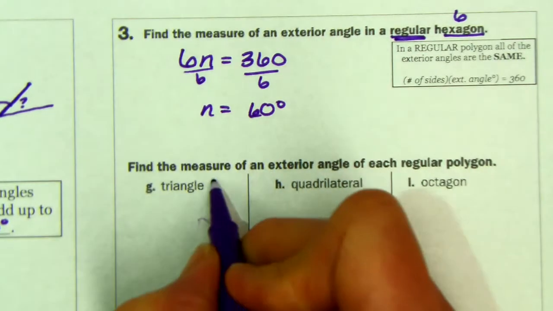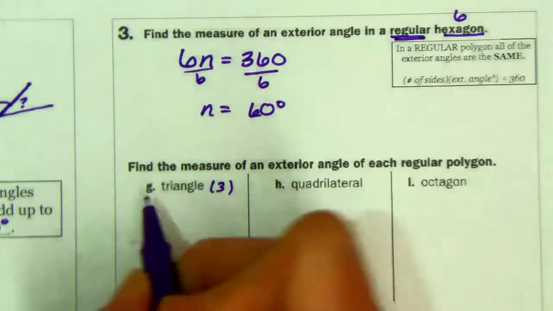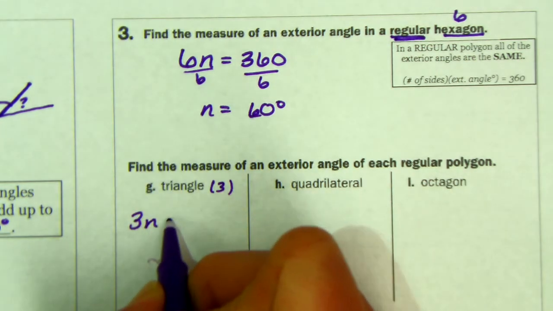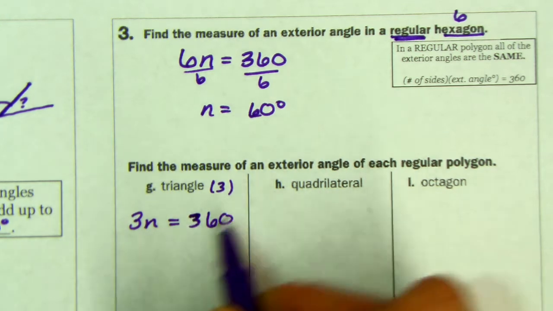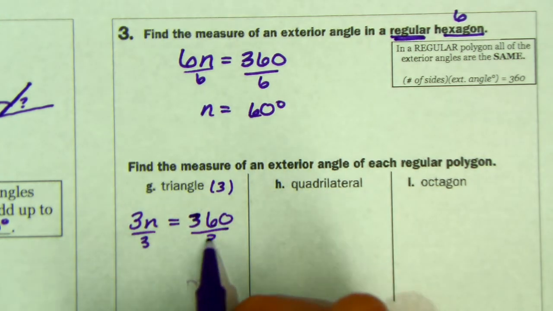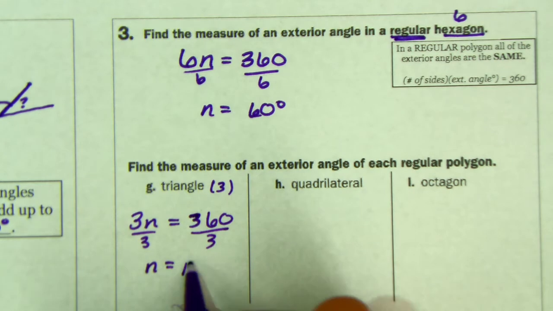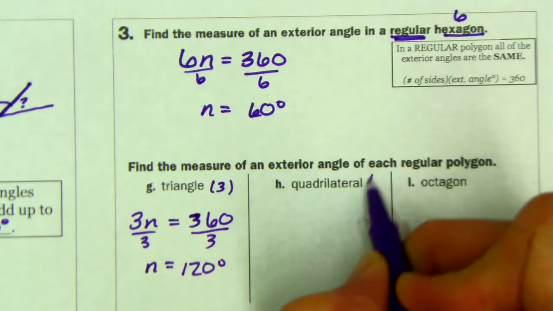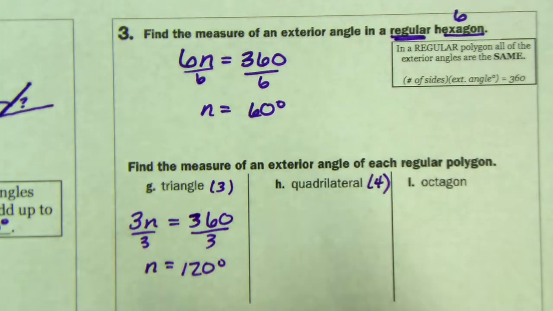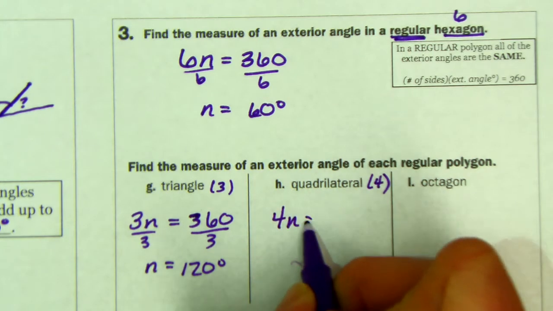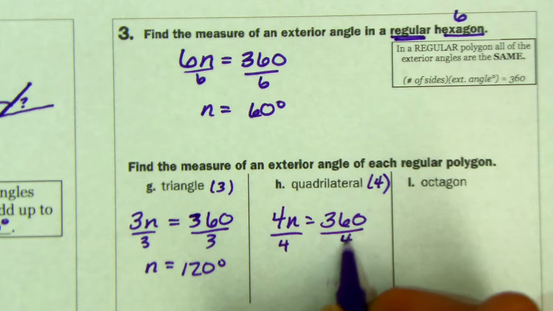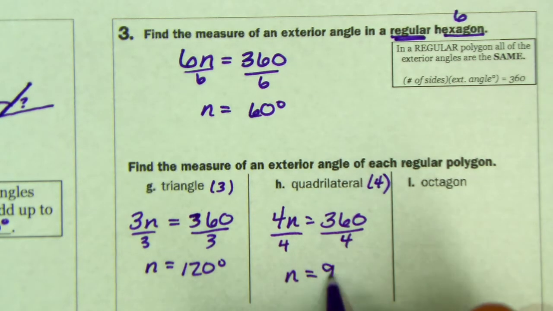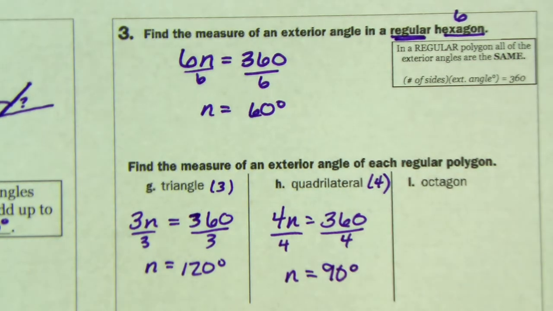Same thing, triangle. How many sides? 3. So I have 3 angles, 3 angles, all the same size, must equal 360 degrees. So when I divide by 3, you get 120. A quadrilateral, 4. So 4 times some amount has to equal 360. Well, if it's a regular quadrilateral, folks, it's a square. If the inside angle is 90, so is the outside angle.